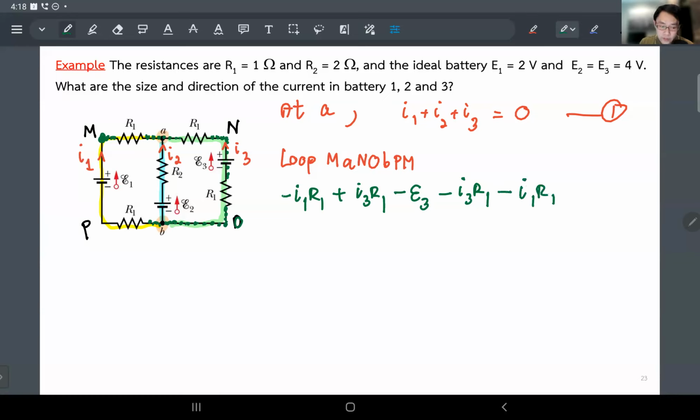So far so good. Keep going. Now you are at point P. Turn. Nothing. Now you're hitting the negative terminal of the battery, so you are going from the negative to the positive terminal. You're going uphill, to a higher potential, so it's going to be a positive change. How much? Of course, it's E1. And now you are down here, nothing more. Now you arrive back at point M.